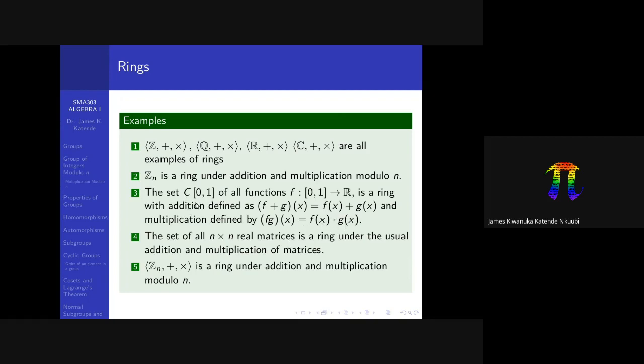So maybe for this number 3, this multiplication is not composition of functions. It's actually multiplying the functions. So for instance, if one function is x squared and the other one is x cubed, if you multiply them, you get x raised to 5. So this is actually multiplying the functions. And at the top here is adding the functions. That's the addition. So this is also a commutative ring. But this example labeled number 4 is a non-commutative ring.